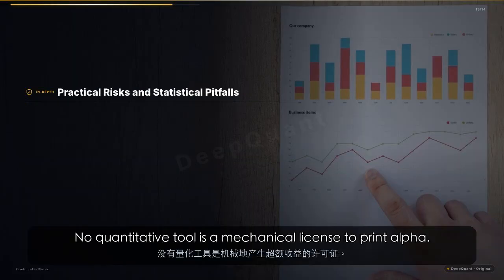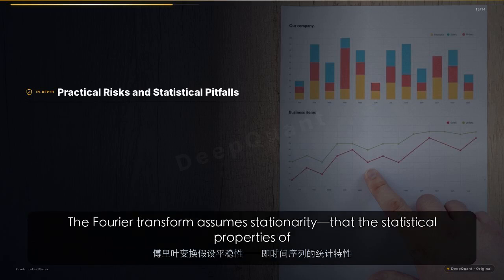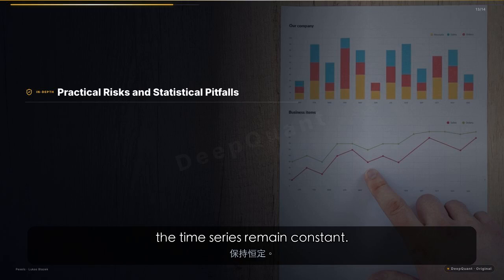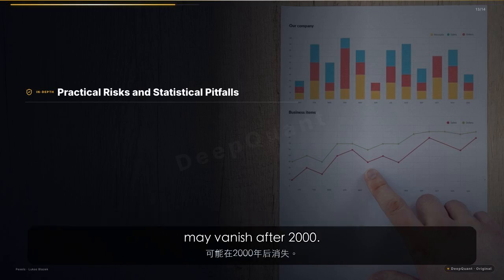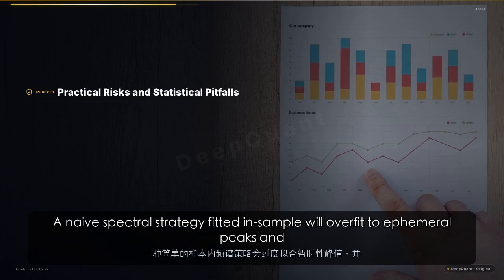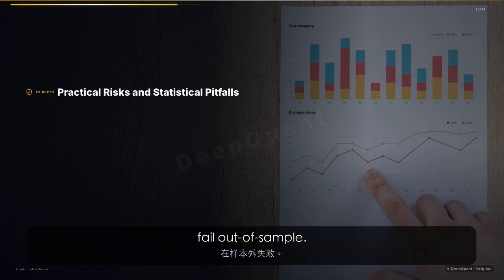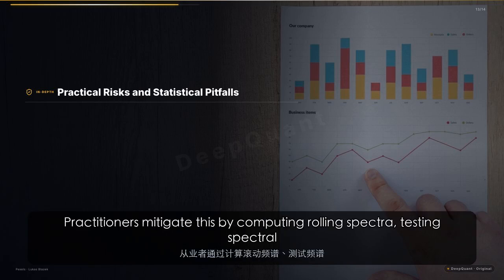No quantitative tool is a mechanical license to print alpha. The Fourier transform assumes stationarity, that the statistical properties of the time series remain constant. Financial data violates this daily. Regime shifts alter the power spectrum; a cycle that dominated in the 1980s may vanish after 2000. A naive spectral strategy fitted in sample will overfit to ephemeral peaks and fail out of sample.